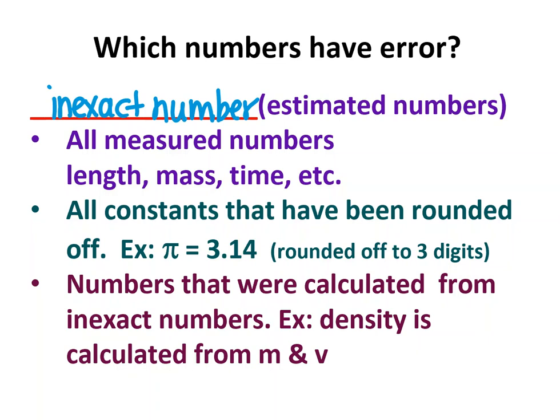Anything that is a constant that has been rounded off, like pi is often rounded off to 3 digits, those are not exact. And then anytime you do a calculation using these inexact numbers, your calculation results in a number that is also not exact. And we will have to decide where we should round off that number, as far as how many digits we really know and how many are just there because our calculator gave them to us.